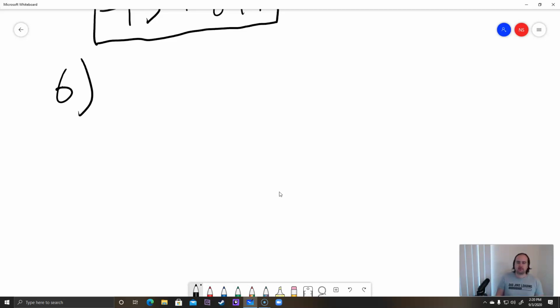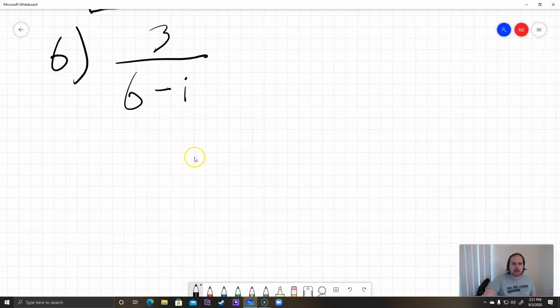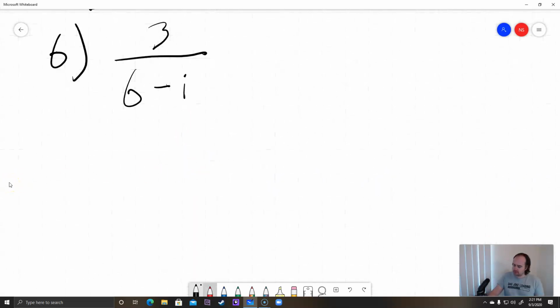Okay? Example number 6, we're actually going to be dividing. So we're going to have a fraction here. This one is 3 over 6 minus i. So we're clearly dividing here since we have the division bar. And the trick here is knowing how to divide a complex number. So let me talk about how you divide complex numbers.